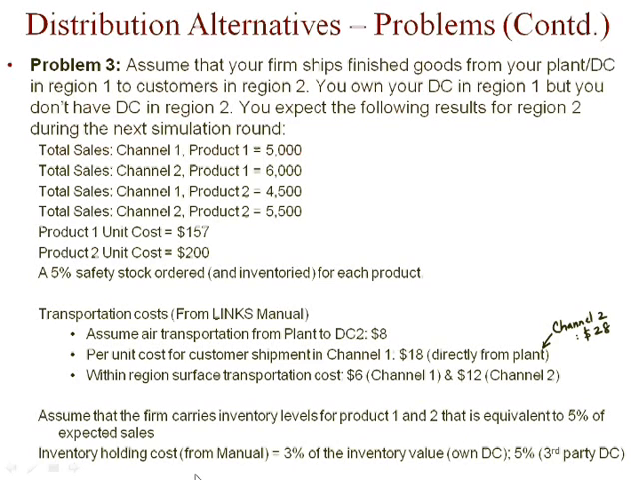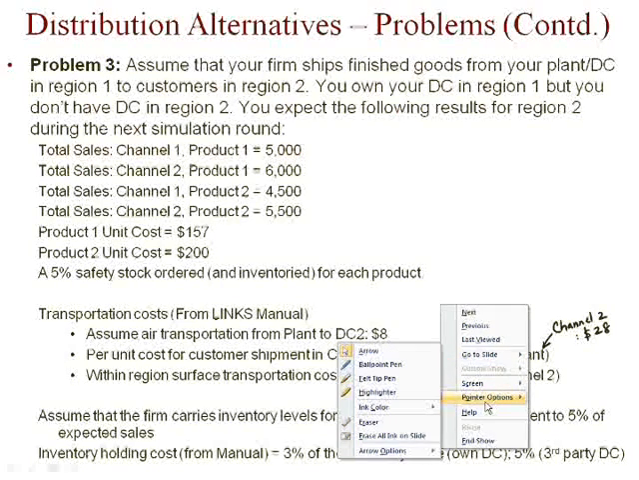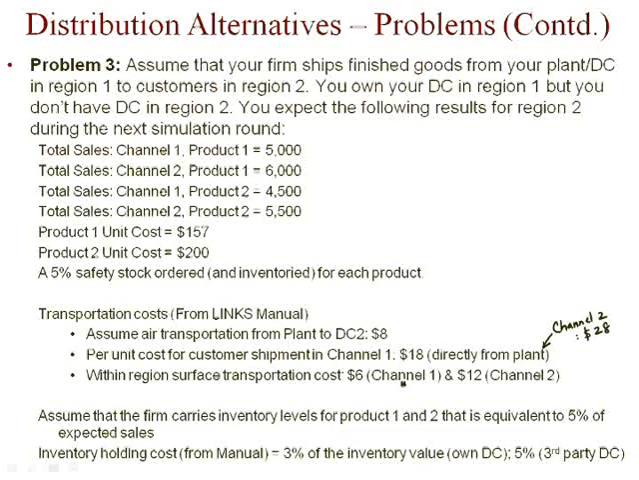Right. Inventory holding costs from manual, 3% of the inventory value if you own a DC and 5% if it's a third-party DC. Now with this information, we need to calculate a few things. We will see this as an exercise to understand the total expected cost by choosing one distribution option versus the other. Now before we can proceed to that calculation, we will need to do some preliminary calculations.